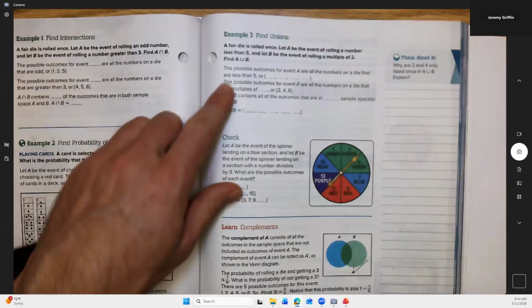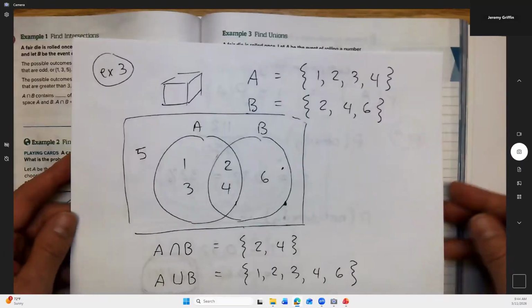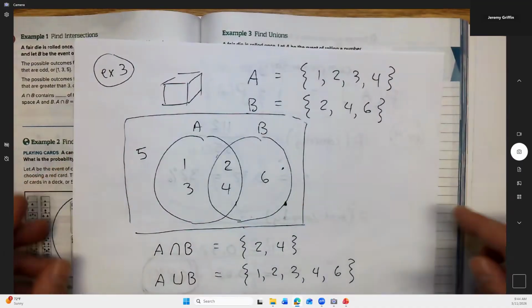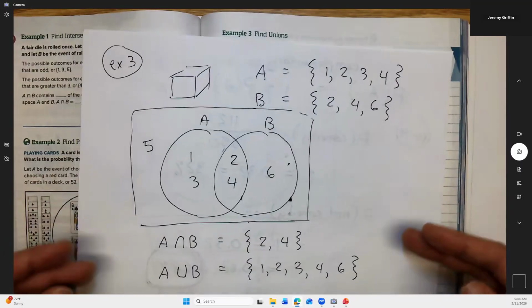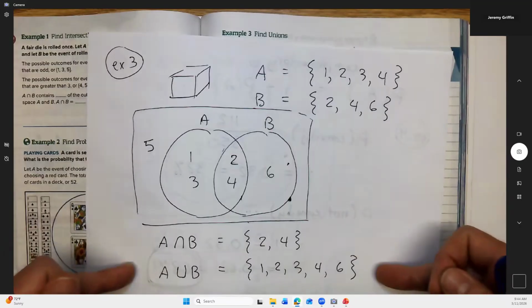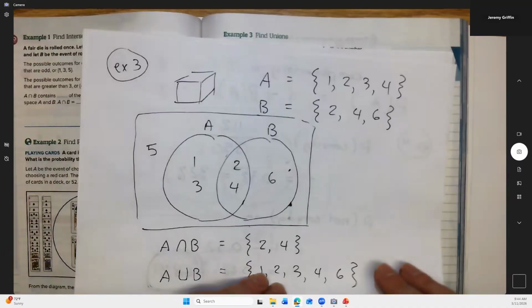We're back to rolling dice. Some of these are like spinners. You've got different examples. I think we're back to a dice example here. So we've got event A, event B. This looks kind of similar to before. Here's the intersection, where they both happen. If it's "or", it could be any of these. It's pretty similar to what we did before.